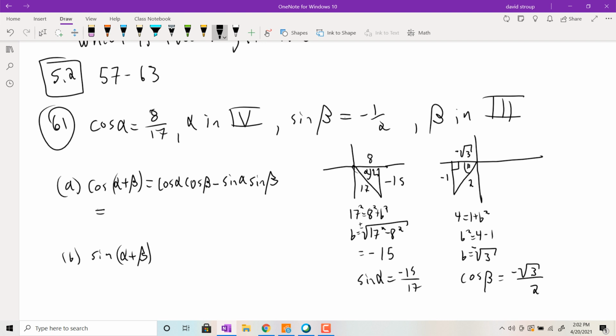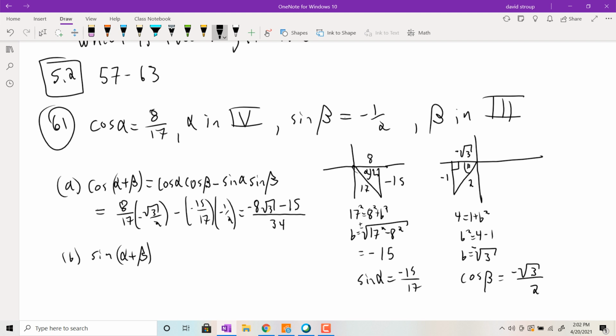So cosine of alpha is 8/17. Cosine of beta, negative √3 over 2, minus sine of alpha, negative 15/17, times sine of beta, negative 1/2, which will be negative 8√3 over 34. They both are over 34, so you can kind of write it like this. Minus 15 over 34. Okay.